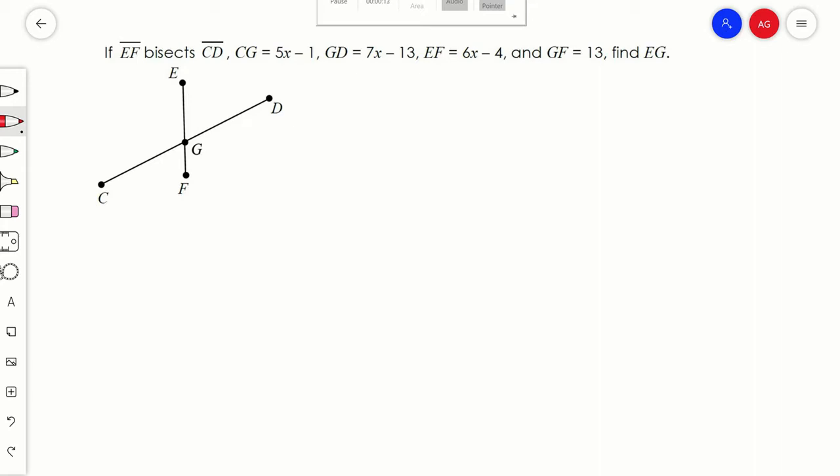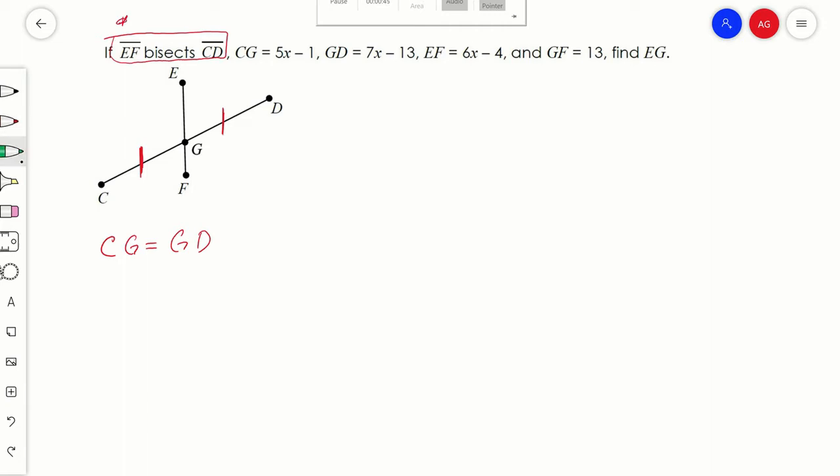So the first thing we're going to read is the fact that segment EF bisects segment CD. So here, segment EF is doing the bisecting. In other words, it's cutting the segment CD in half. So if it's cutting it in half, it means this segment is exactly congruent to that segment. And so I'm just going to write that down somewhere. So CG is equal to GD. And the reason I know that is because of this, right?